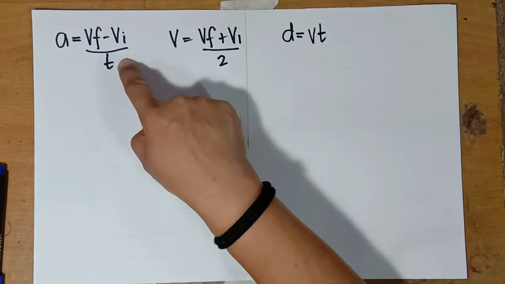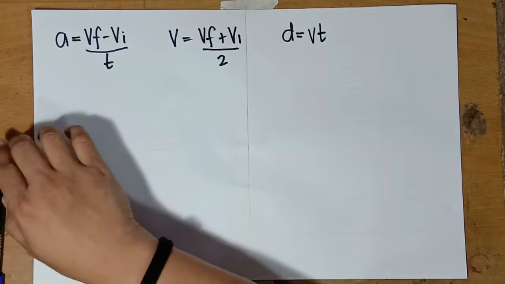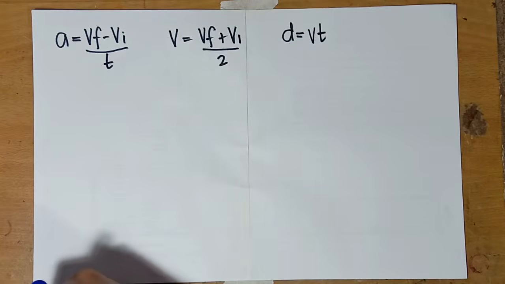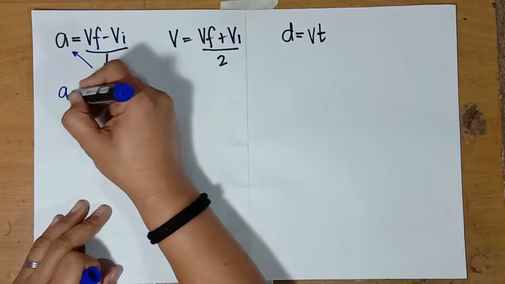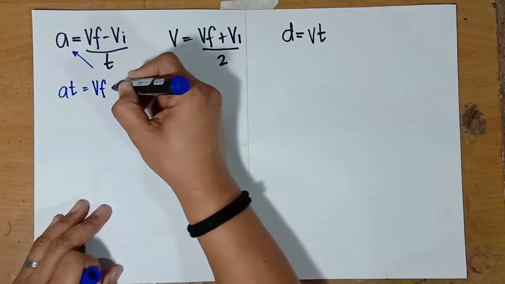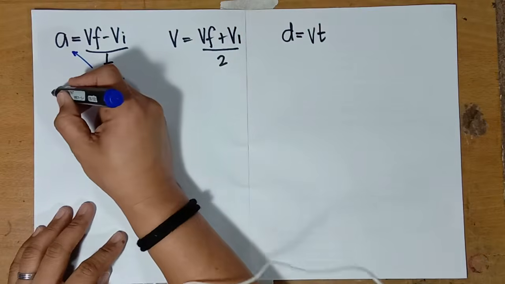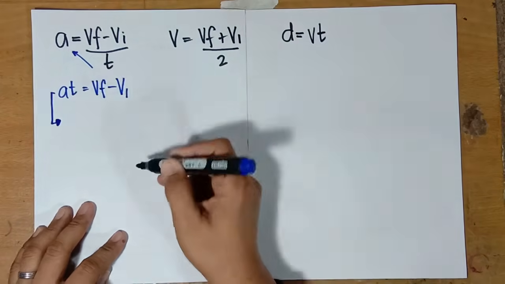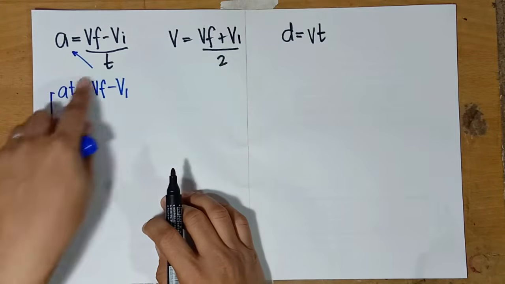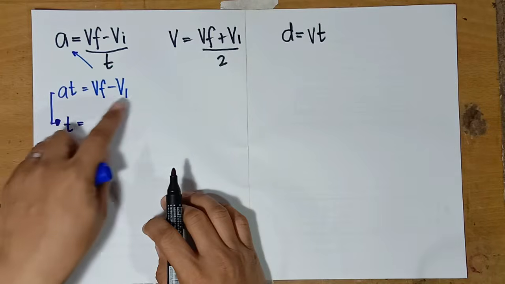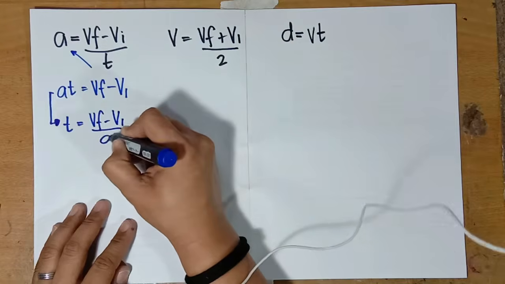Acceleration is equal to Vf minus Vi over time. So to derive the other formulas from this formula alone, let us have the cross multiplication. If we cross multiply this, then we will have at is equal to Vf minus Vi. And from this, we can now get the first derivation. If we're looking for the time, divide both sides by a. So we will have Vf minus Vi over a.